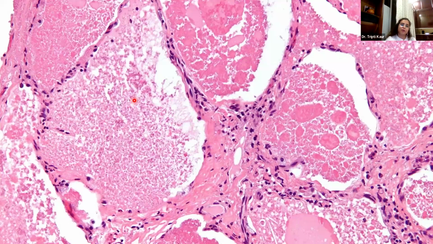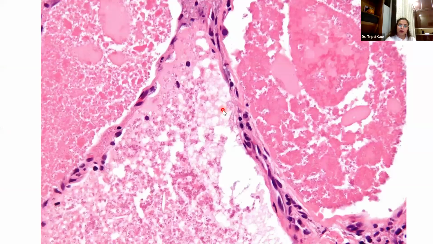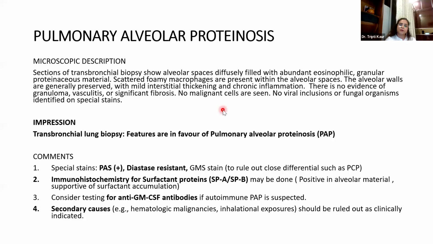So this is definitely a proteinaceous granular material with some cholesterol clefts. You can see nice cholesterol clefts. So it's a lipoproteinaceous kind of material. Okay. And do you know about any IHCs which are available for surfactant proteins?